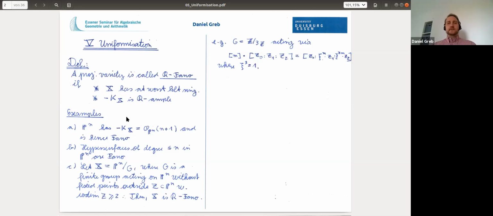So you take Z divided by 3Z and you act on P2 via this. You take a third root of unity, and then you don't act in the first homogeneous coordinate. You act by psi to the m in the second and psi to the 2m in the third. And that's fixed point free outside, so it's free outside a finite set. And then the quotient is a Q-Fano surface. And so actually, there are many, many examples of this kind, X equals Pn mod G.